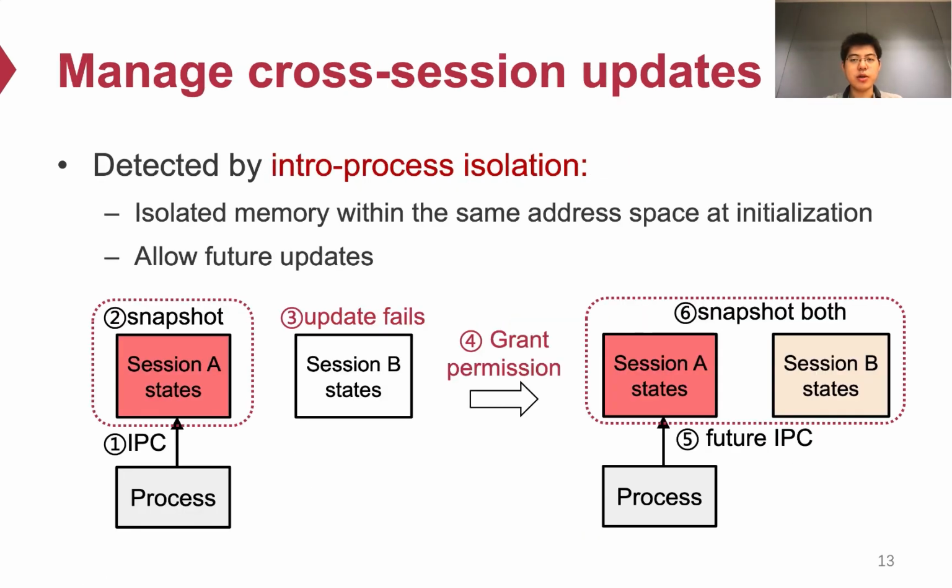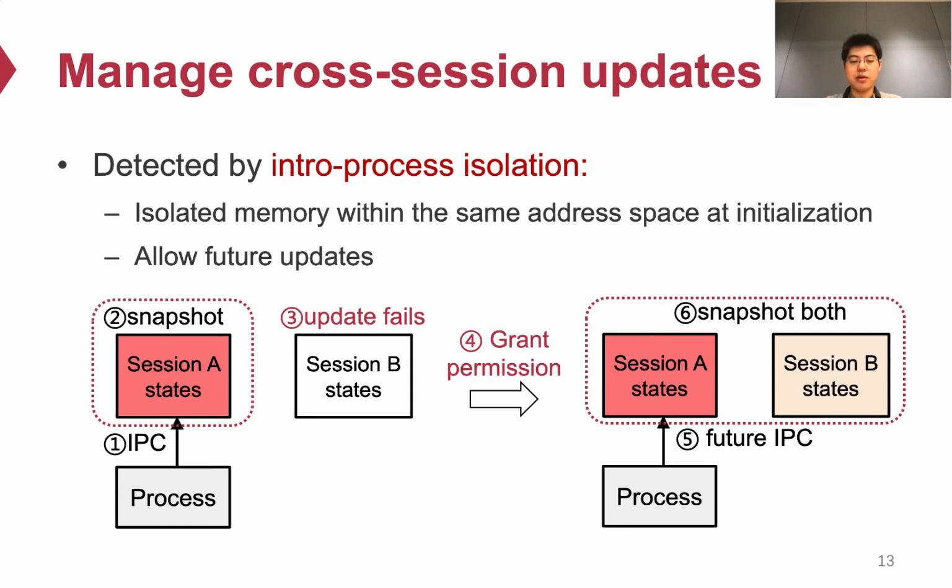To solve the second challenge, we introduce an intra-process isolation mechanism. It isolates part of the memory in a process. When accessing that memory, an exception will occur. At initialization, an IPC can only update the data in its own session. In the demo below, the IPC can only update data in session A, and the session A snapshot is generated. When you update data in session B, an exception will occur since it is prohibited by intra-process isolation. We then grant permission to access data in session B. So the future IPC can now update data in both IPC sessions, and a snapshot for both of the sessions is generated.